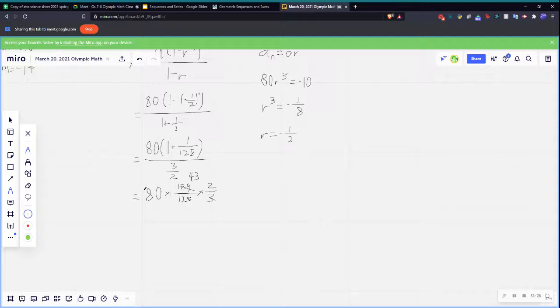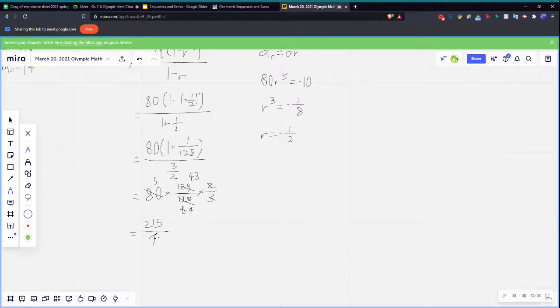Okay, and then 80 can go with 128. So you can cancel out 16 here to give you 5. Cancel out 16 here to give you 8. And this 2 can cancel the 8. And this will be a 4. So what are we left with? 5 times 43 divided by 4. So that should give us 215 over 4.